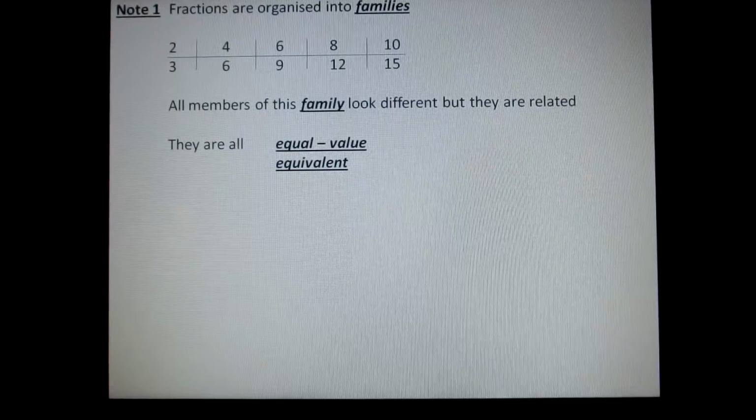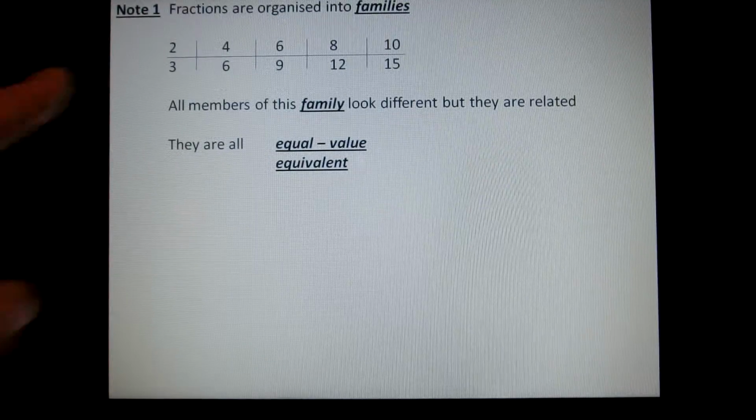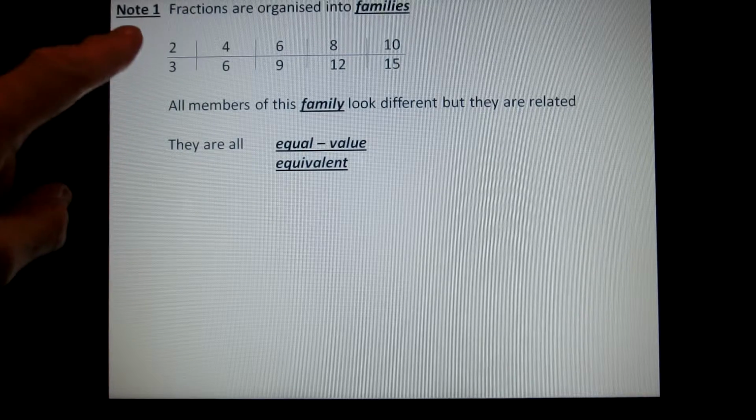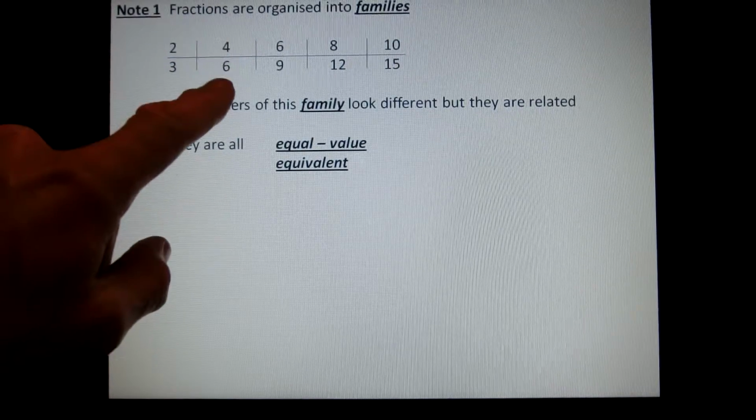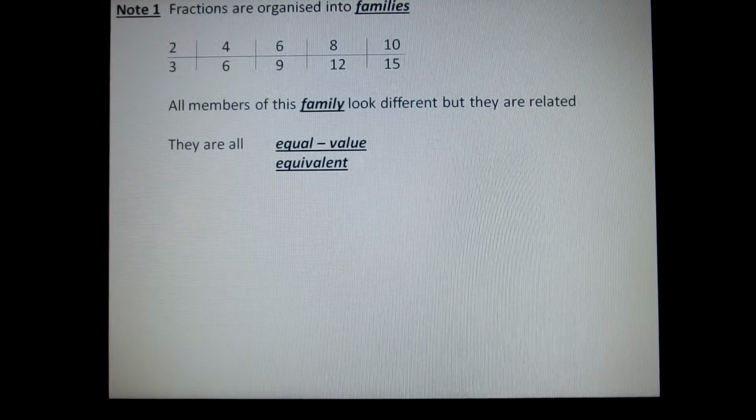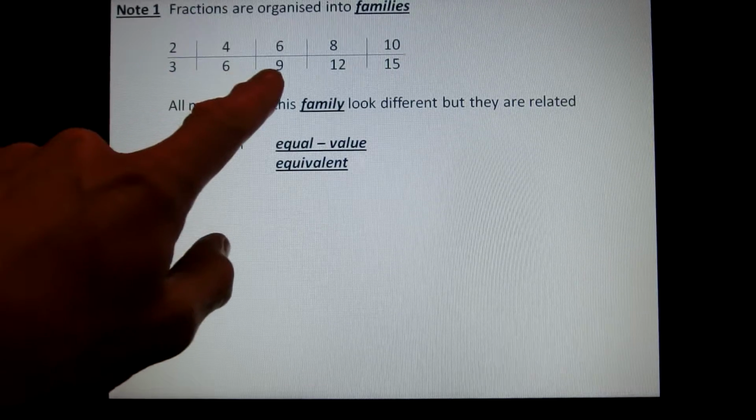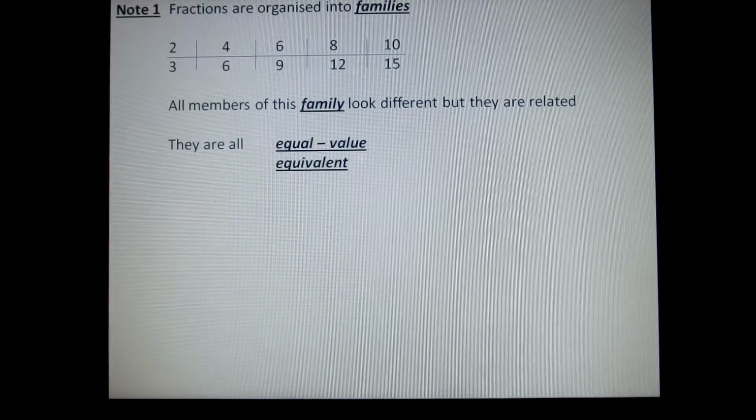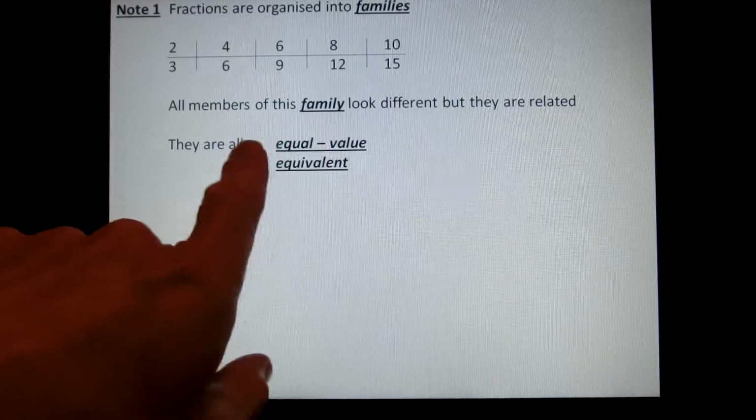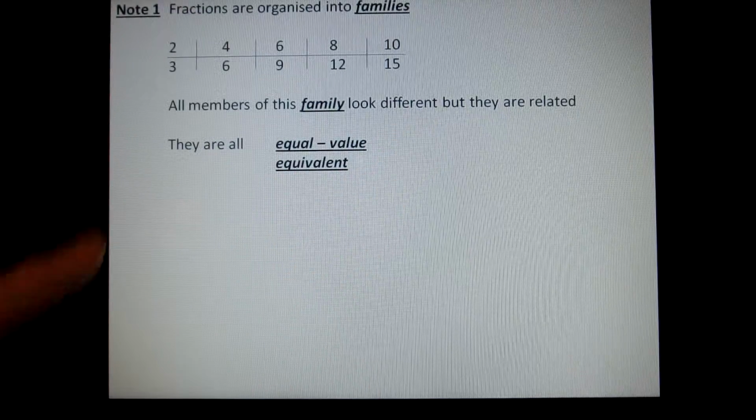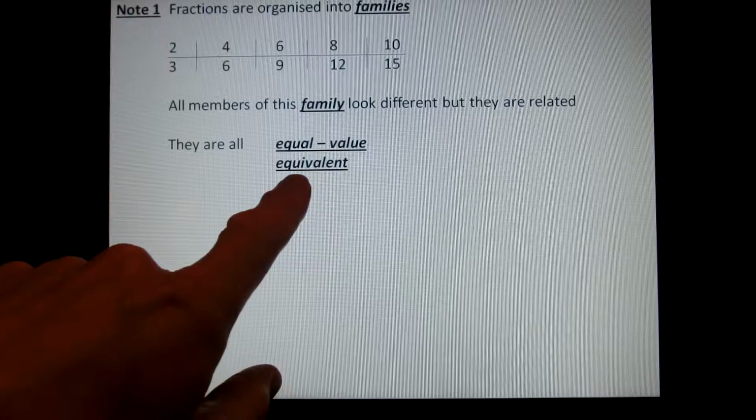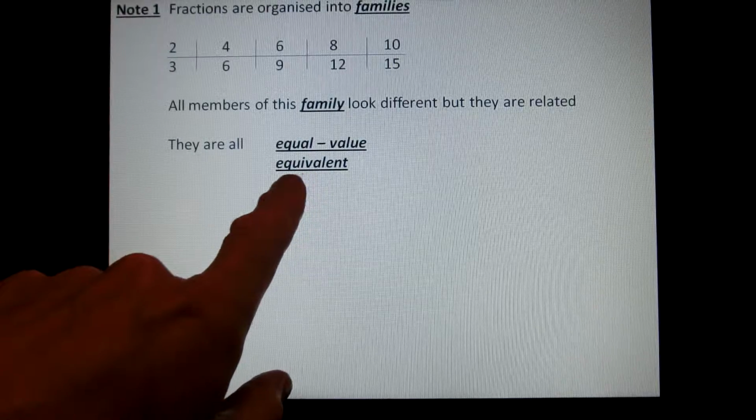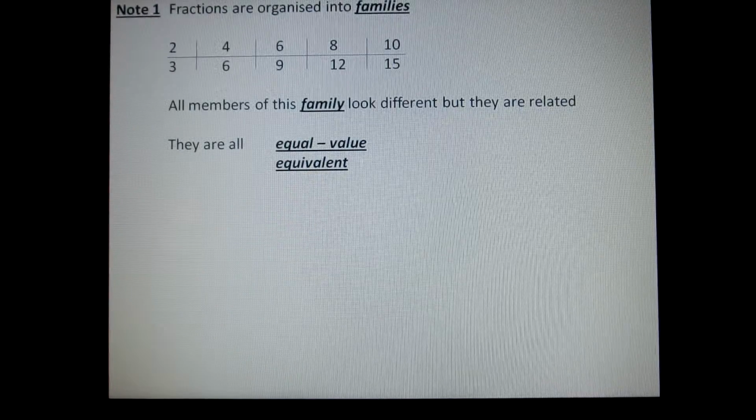First of all, fractions are organised into families. So here's a family of fractions: 2/3, 4/6, 6/9, 8/12, 10/15, and so on. They all look different, but the key thing is they have the same value. They are worth the same. All members of the family look different, but are related because they have the same value. They are equal value, or if you like to use the word, equivalent, which means equal value.